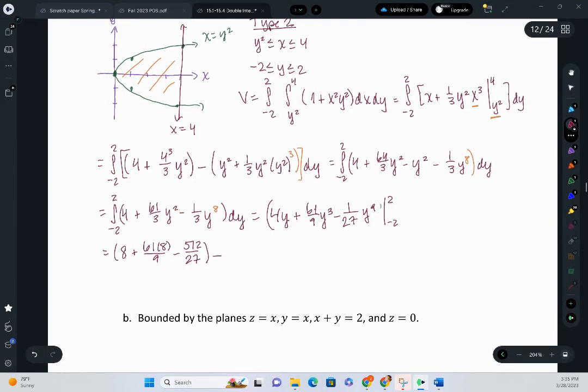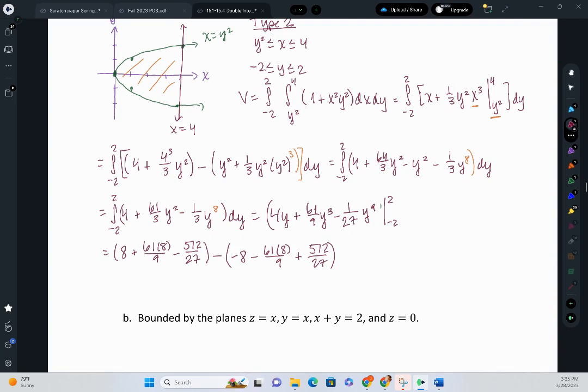Okay, minus, now I'm going to evaluate at -2. So that'll be 4 times -2 is -8. Y cubed with the negative, it'll be negative again. So minus 61 times 8 over 9. Minus, and then I'll have a double negative because the -2 to the 9th will be negative. So it'll be plus, and that'll be 512 over 27. Okay, that's a little bit better.